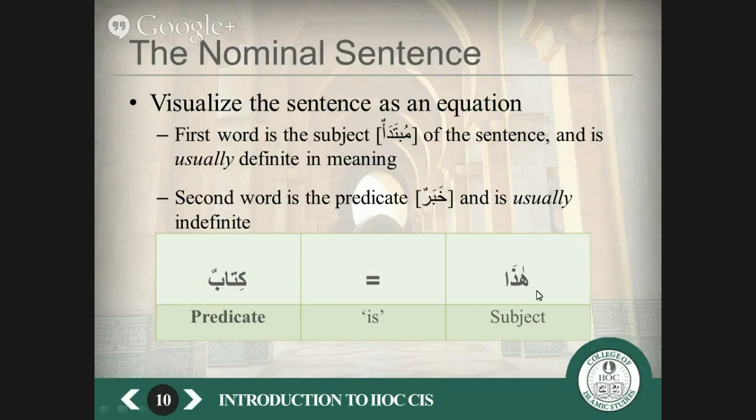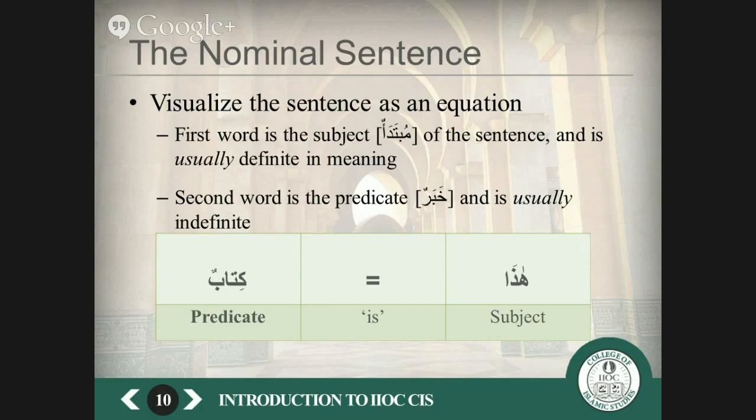So what I want you to think of this as is almost like a puzzle, where you're plugging in different words that have the same form. So what's a word that resembles hadha that we learned? Zalika. Right? So you substitute the word hadha for zalika in this sentence. What do you get? Zalika kitabun. So what does zalika kitabun mean? That is a book. Exactly. How do you say that is a pen? Zalika qalamun. That's it. Simple as that.